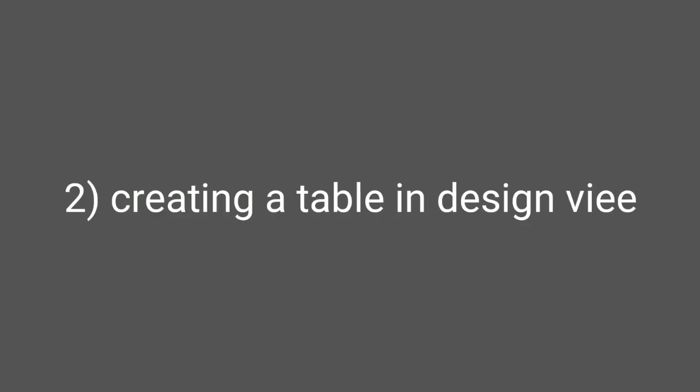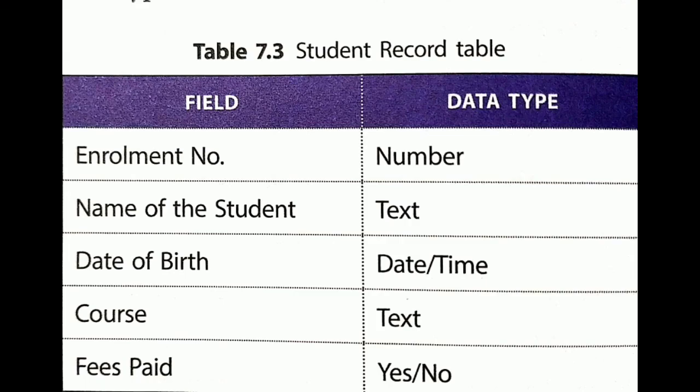So now we have studied how to create a table, or how to enter data into a table, by using Datasheet View. That is the first view. Now let us study the second method, the second way of how to create a table, by using the Design View. Here I am going to create a student record table by using the Design View. Now let us see the steps of how to create a student record table by using Design View.